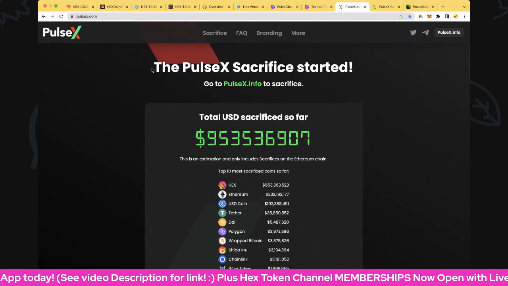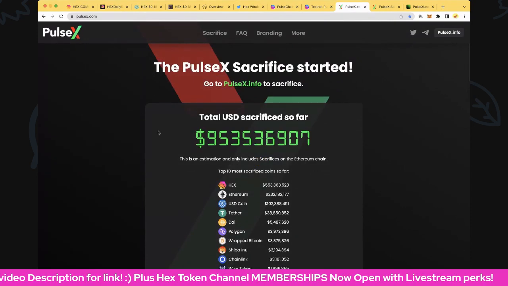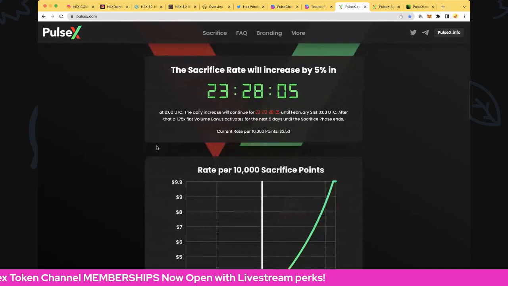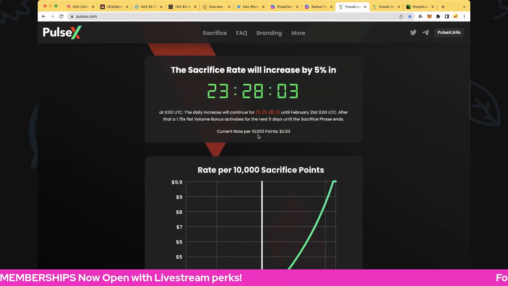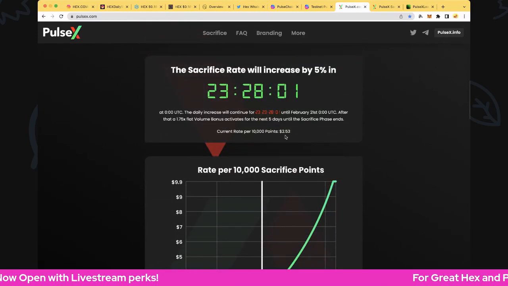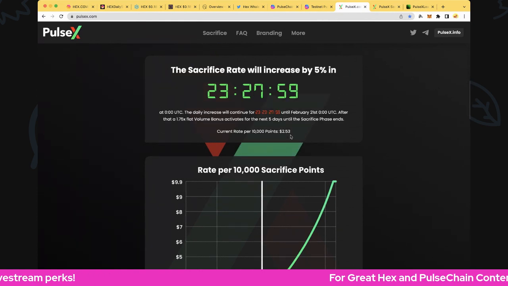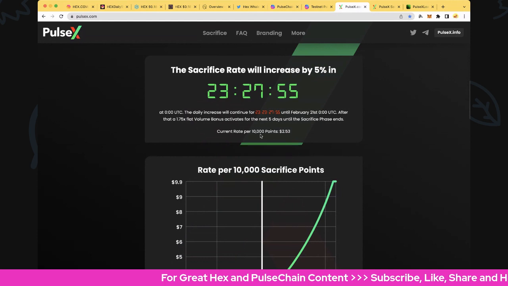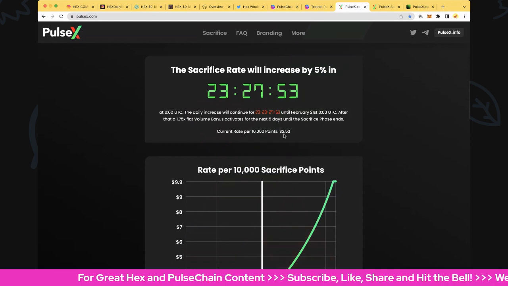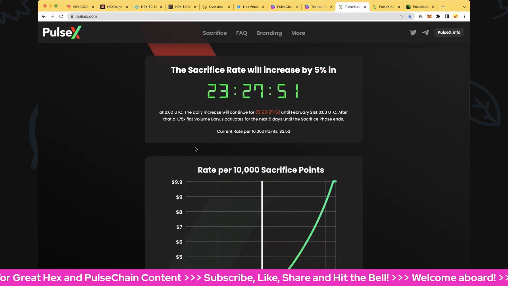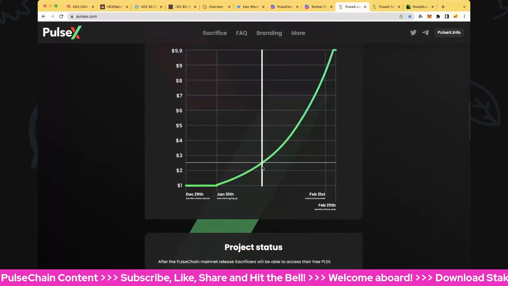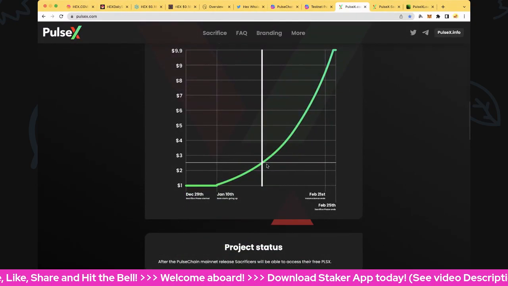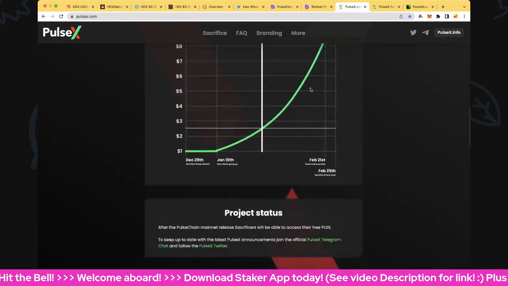We got 953.5 million USD sacrificed on ETH chain. We've got 23 hours and 28 minutes to go for another increase of 5%. Currently 10,000 points at the moment, $2.53. So we're on day 31 now. We just finished day 30, and 10,000 points, $2.53. So cool. We can see that we're still getting up there, but still on the lower side of this curve. Getting up there at the moment, so very, very cool.